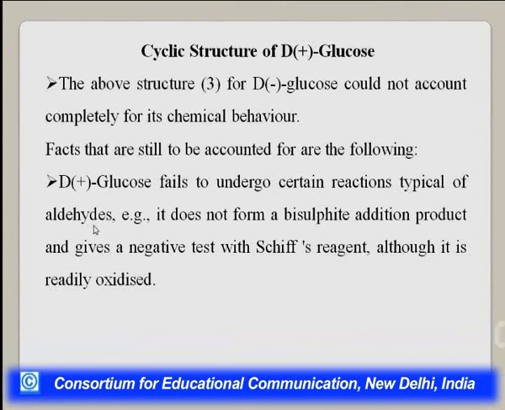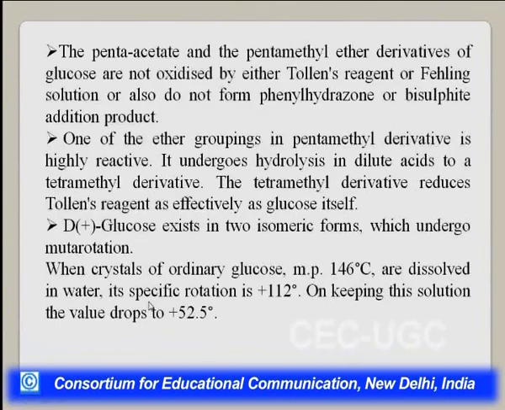We are saying that glucose contains an aldehyde group, so it must give the reactions given by the aldehyde group, but it does not. For example, it does not form a bisulfite addition product and gives a negative test with Schiff's reagent, although it is readily oxidized.